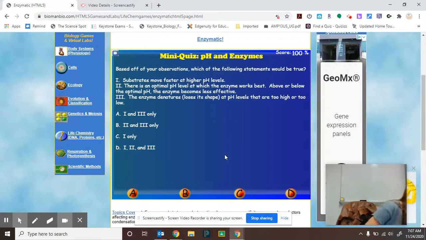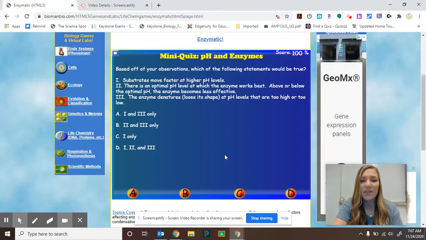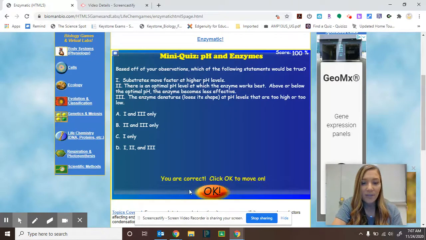Thirdly, the enzyme denatures, or remember, loses its shape, at a pH level that is too high or too low. So I'm thinking we should try to pick numbers 2 and 3, okay? Because I don't remember the substrates moving faster just because we turned up the pH. So let's pick B. Oh my gosh, we're right.